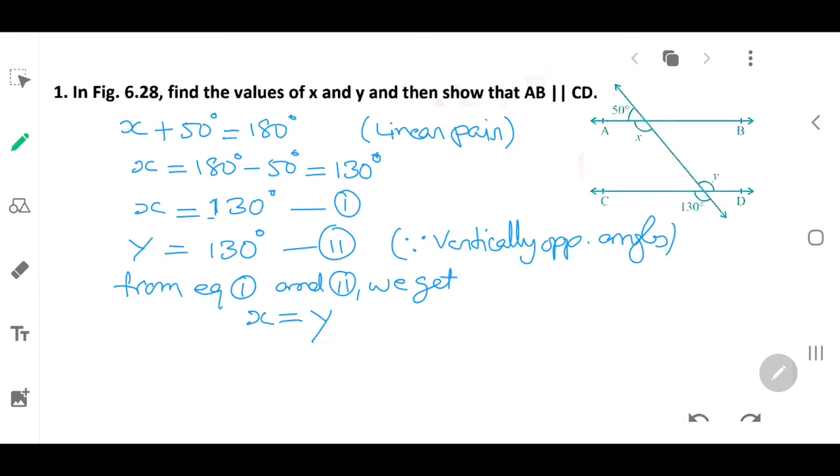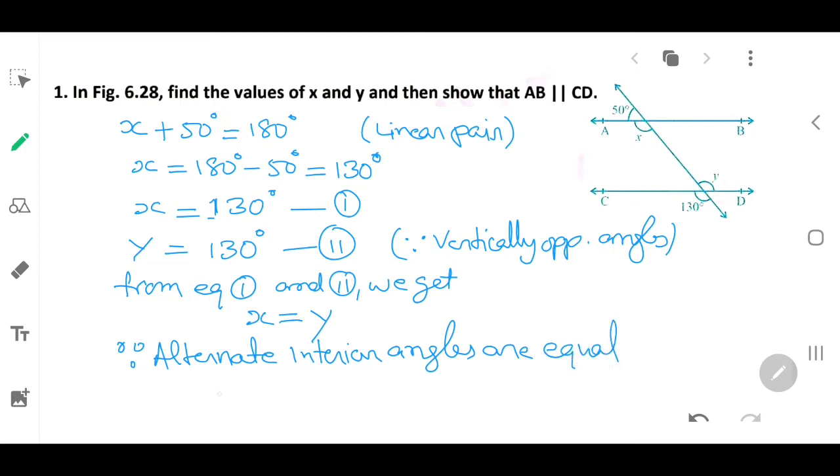So you write here, since alternate interior angles are equal, therefore AB is parallel to CD.